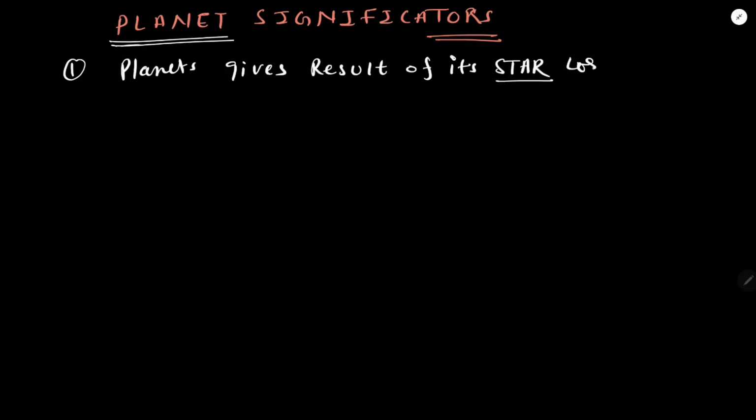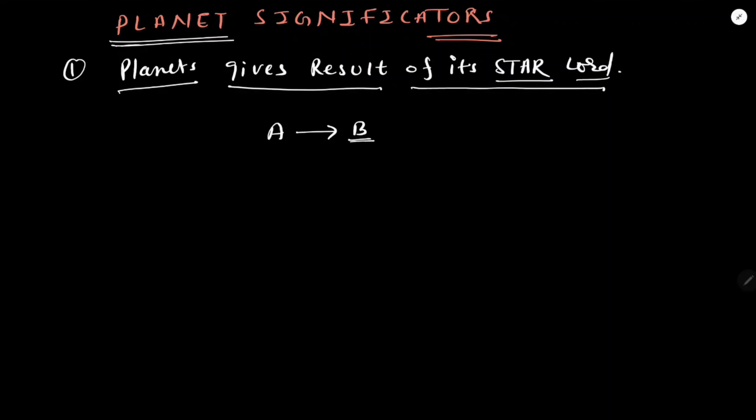This is the very basic rule. There are certain changes in the rule, but we will see when we will be doing a prediction, the strong significators and how we can identify those, in different videos. But for now, let's focus on this: planets give result of their star lord. What does it mean? Let's say we have a planet A which is in the star of B.